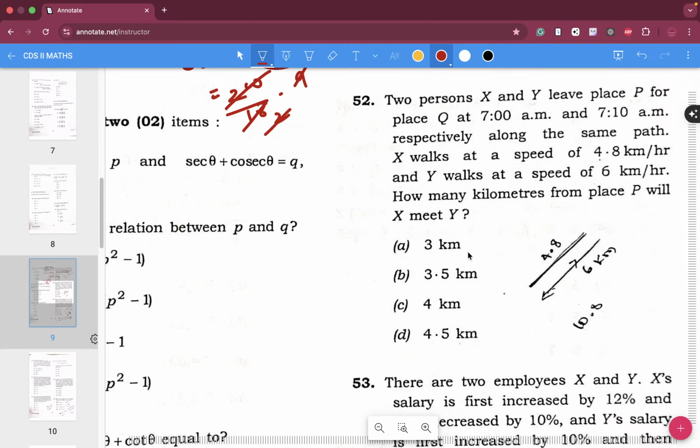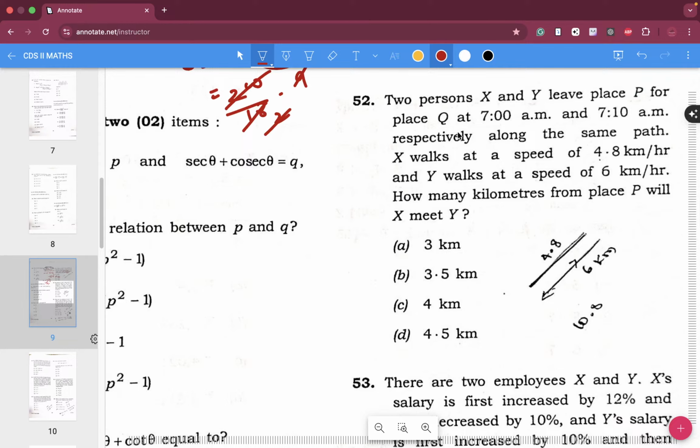Now question number 52: two persons X and Y leave the place P for place Q. We'll try to be a bit fast because this examination wants you to do 100 questions in 2 hours, that means 120 minutes for 100 questions. So we need to match the required speed for your examination, so I'll have to be fast consequently, isn't it?